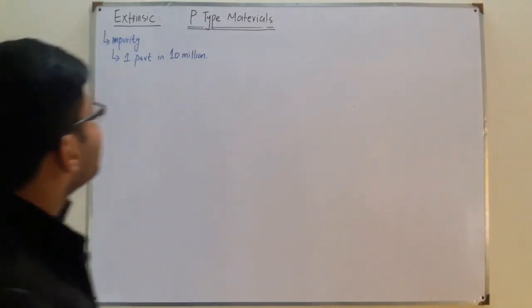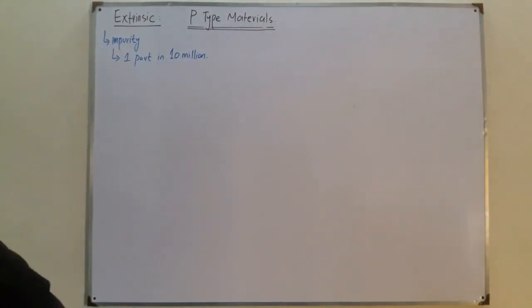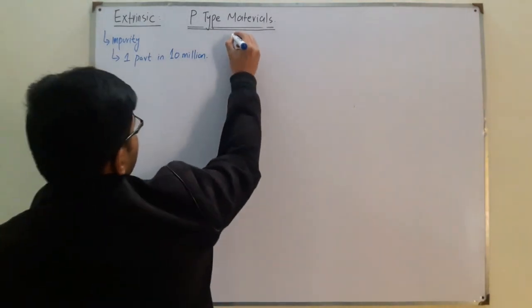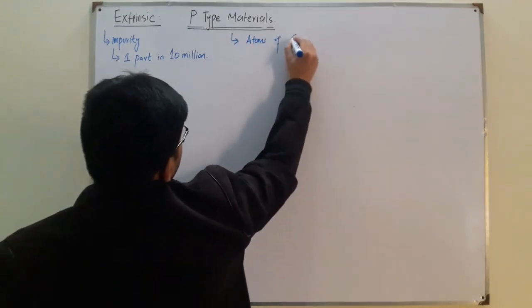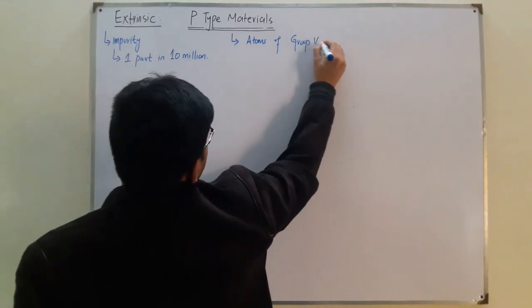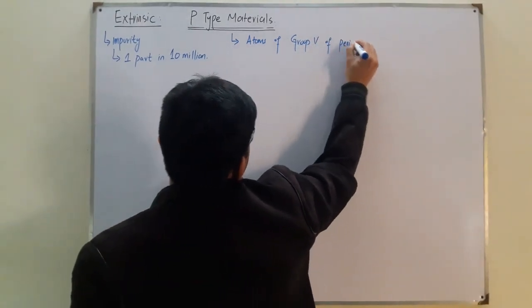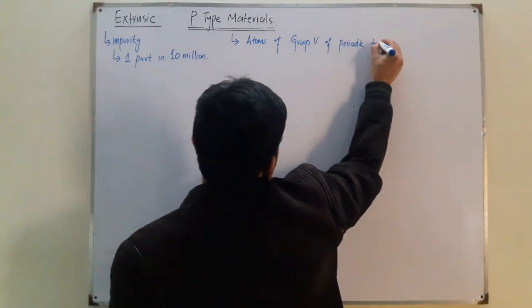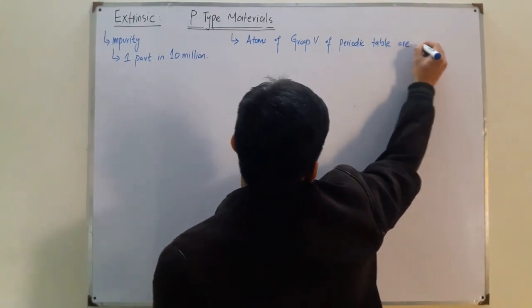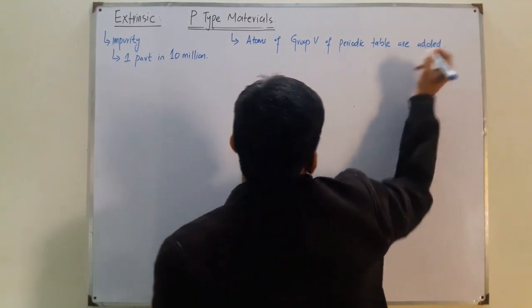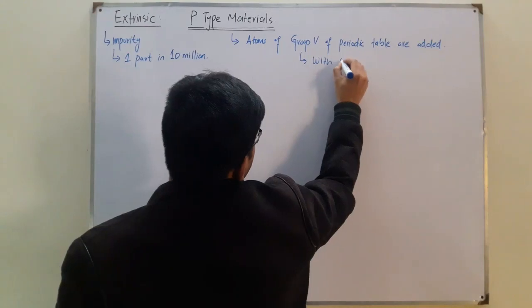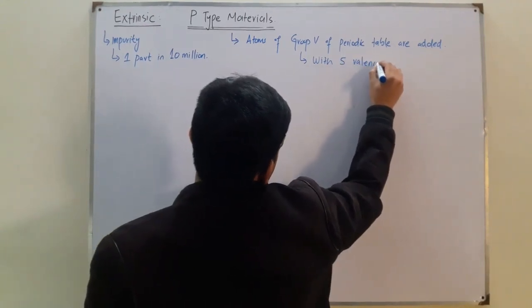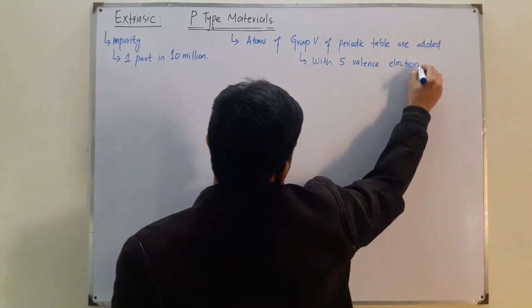All right. Now for P-type materials, what type of impurity atoms are added? So the atoms of group 5 are added as impurities. In P-type materials, atoms of group 5 of the periodic table are added as impurities, right? And atoms of group 5 indicate what? Atoms with 5 valence electrons.